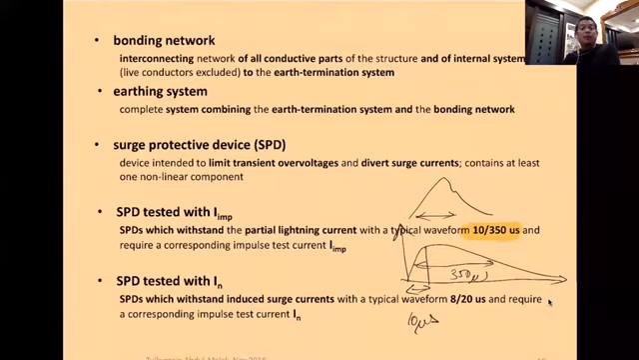Why do we have a difference like this? The first one, the 10/350, is the direct current, like the channel current I was talking about, or the down conductor current. So this is the direct lightning current. Whereas this one, 8/20, is the induced current due to coupling effects.